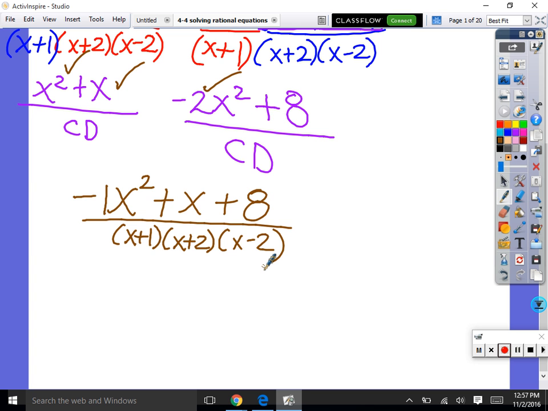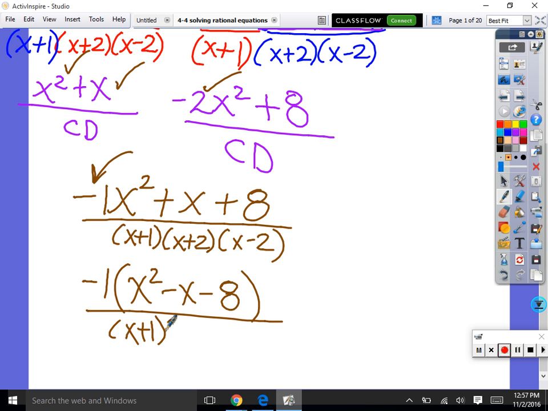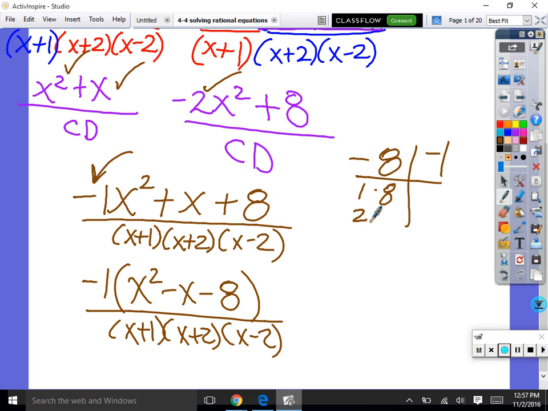I personally would choose to multiply, because there's a negative in front, I'm going to factor out negative 1. So that's x squared minus x minus 8 all over x plus 1, x plus 2, and x minus 2. So then you say, does this factor? What multiplies to be negative 8 and adds up to be negative 1? That's it. So no, it doesn't factor. So we know it doesn't simplify. So this is our answer. Yikes. Is everybody okay with that? Okay.